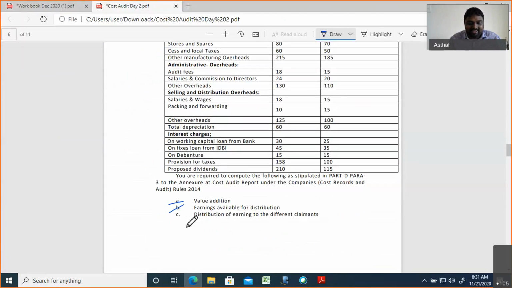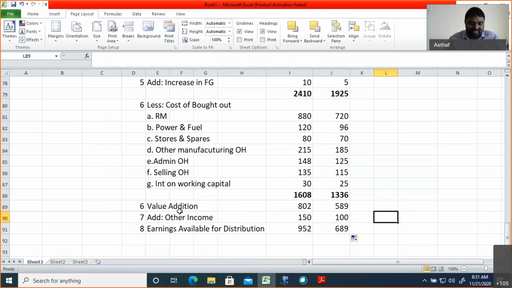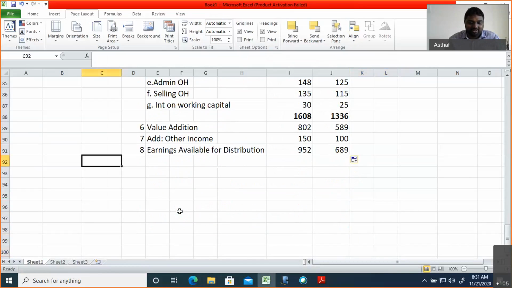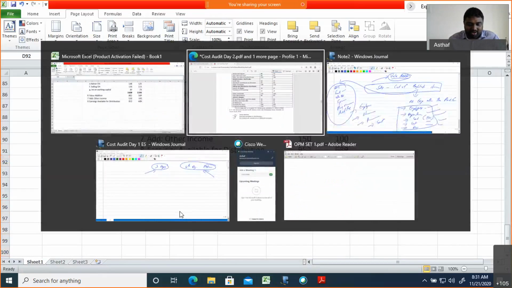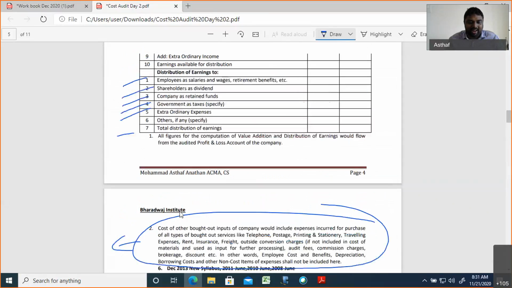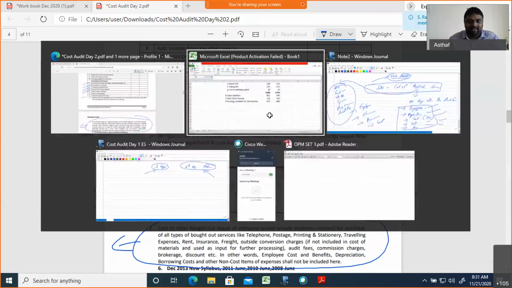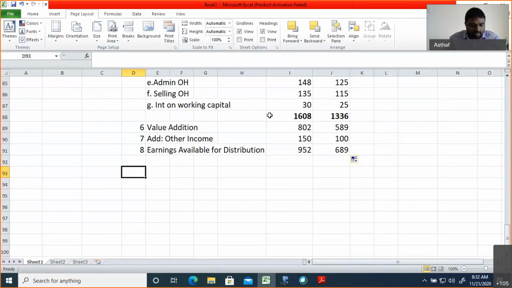The last thing, distribution of earnings to different parties. We are starting that. That is the distribution of earnings. We have already discussed the format. This is employees, shareholder, company, government. Everyone listen. See, if your answer is correct, it will get tallied. This is the total. If your answer is correct, you will get this total.